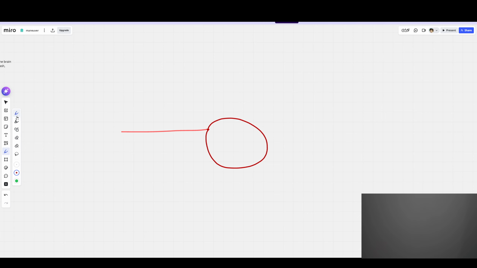So the approach is this: we have two pointers, a fast pointer and a slow pointer. The fast one moves twice as fast, and the slow one moves just a single node at a time.